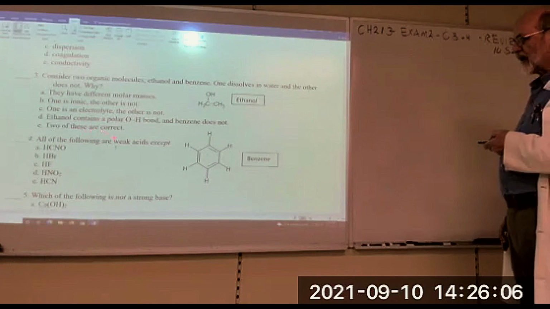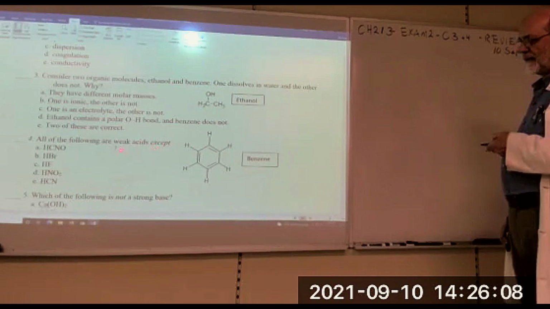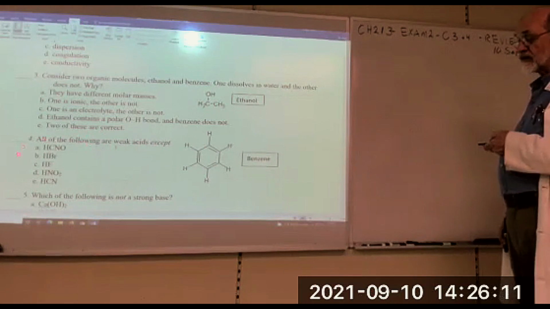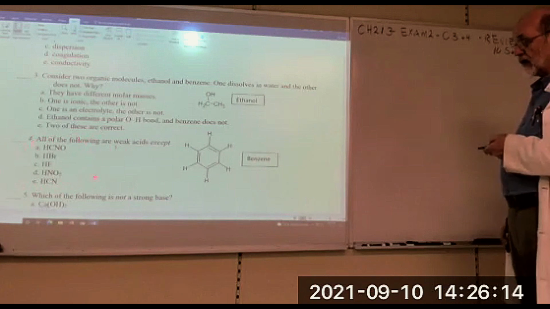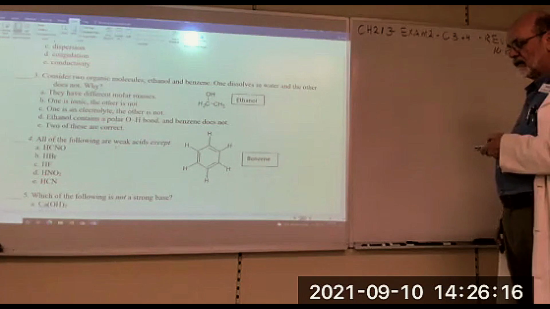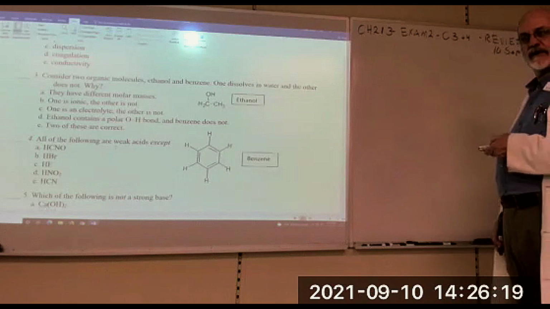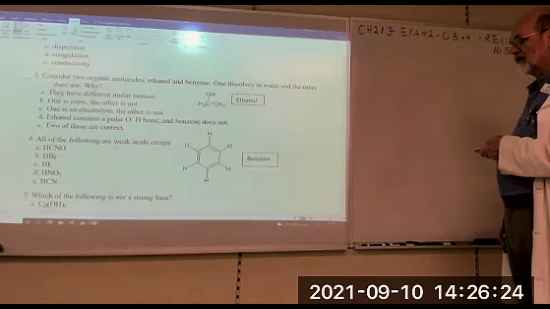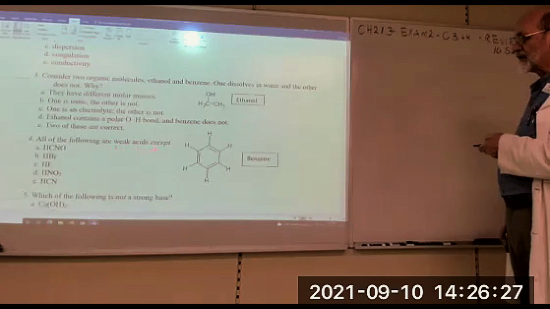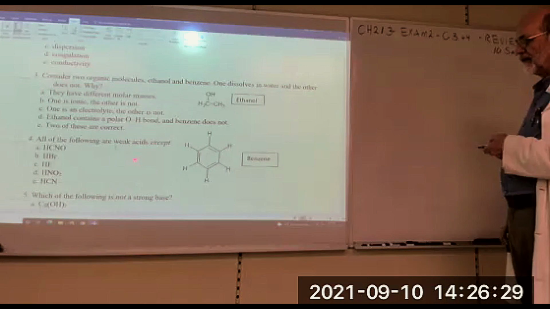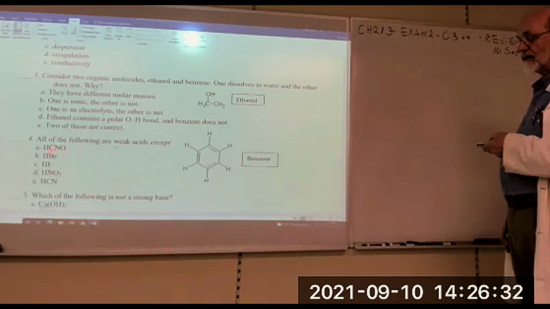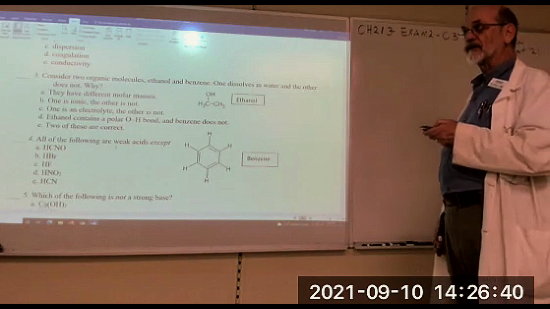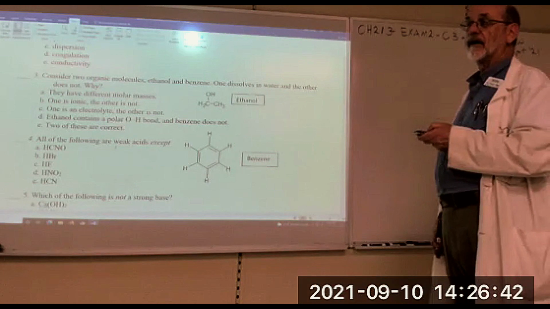All right, all of these are weak acids except which one? Since we've got all selections right here and no funky answers like none of the above or two of the above, then you just have to look at each one and say, which one satisfies as a strong acid? All the following are weak acids except. Well, my guess is this one is the strong acid right here. Any of these halogens will form strong acids right there, there, there.